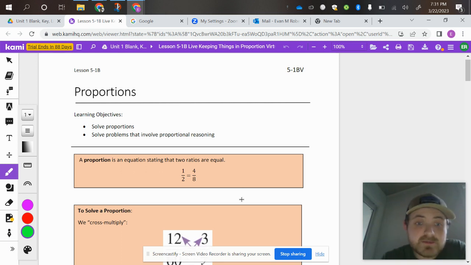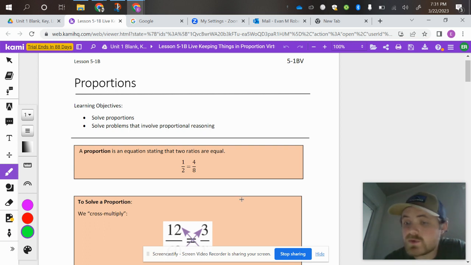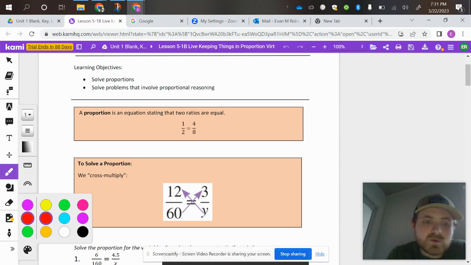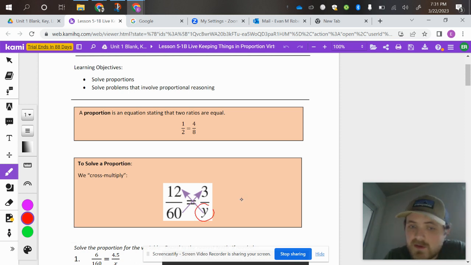So just to get going, proportions, pretty important thing to consider here, knowing that two ratios are equivalent. A lot of times what's going to happen is we're going to have a missing part of the ratio that we want to try to find.